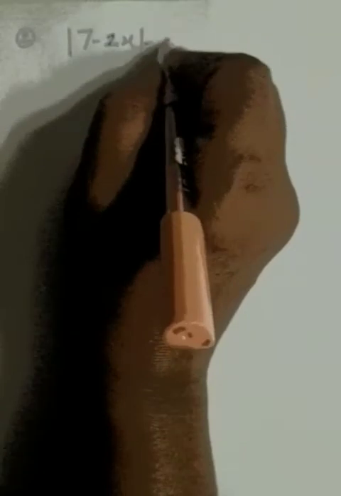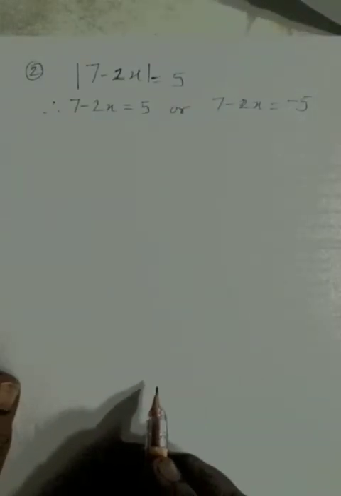Now the second example we are taking here, example number 2, modulus of 7 minus 2x is equal to 5. Again we are taking two values, plus 5 and minus 5, for the expression 7 minus 2x. Therefore here we write 7 minus 2x is equal to 5, or 7 minus 2x is equal to minus 5. Next we simplify for x.